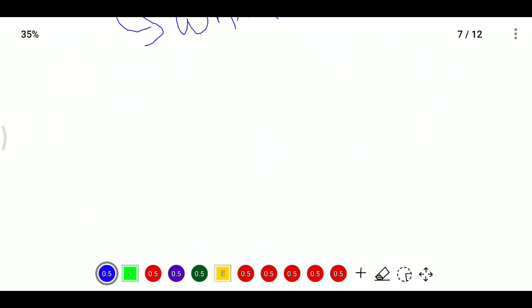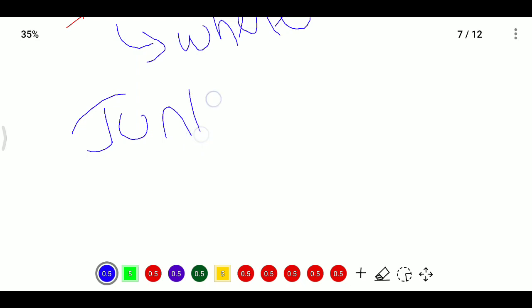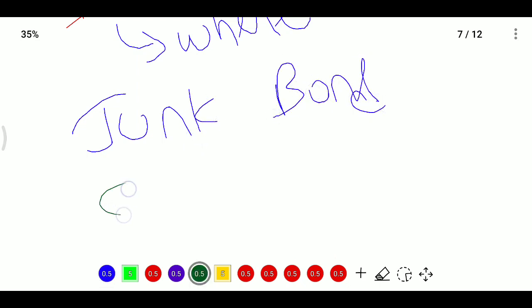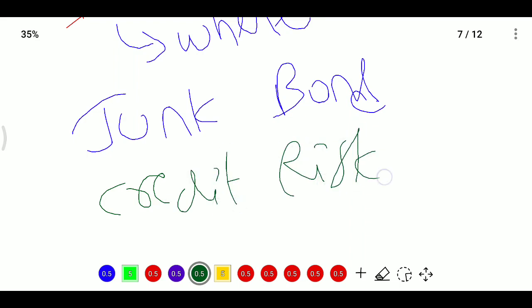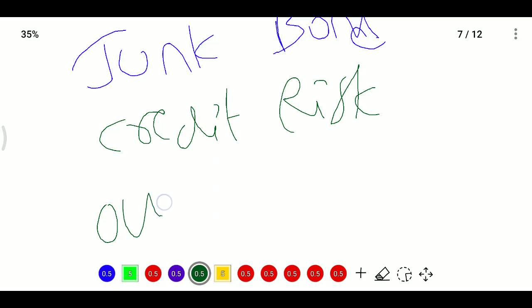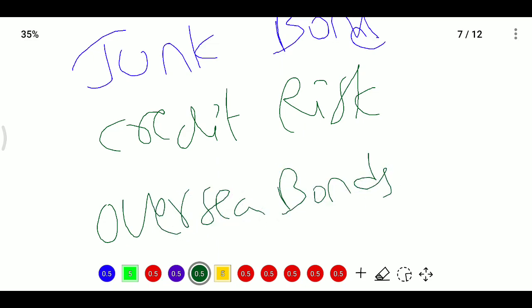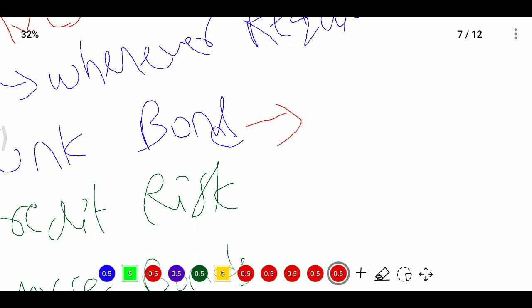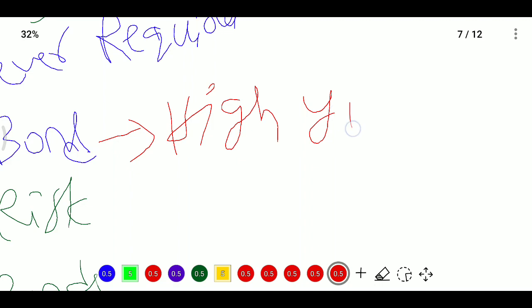There may be other types of bonds, that is junk bonds, credit risk bonds, high yield bonds, non-convertible bonds, masala bonds, etc. Junk bonds normally means high yield bonds. So what can we see in high yield bonds?